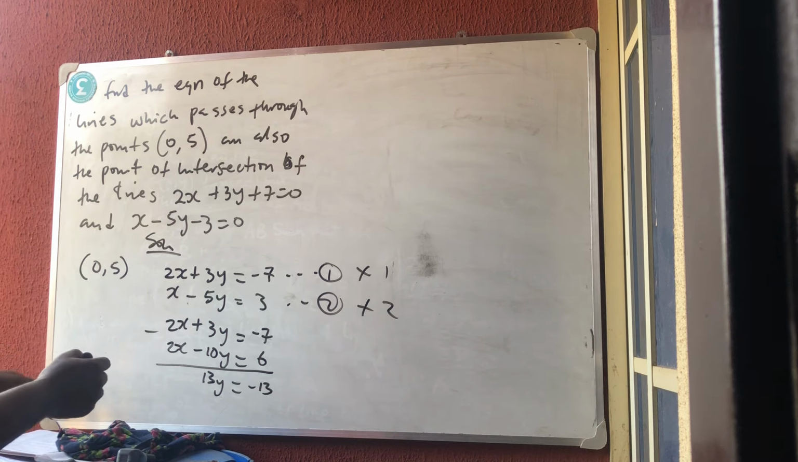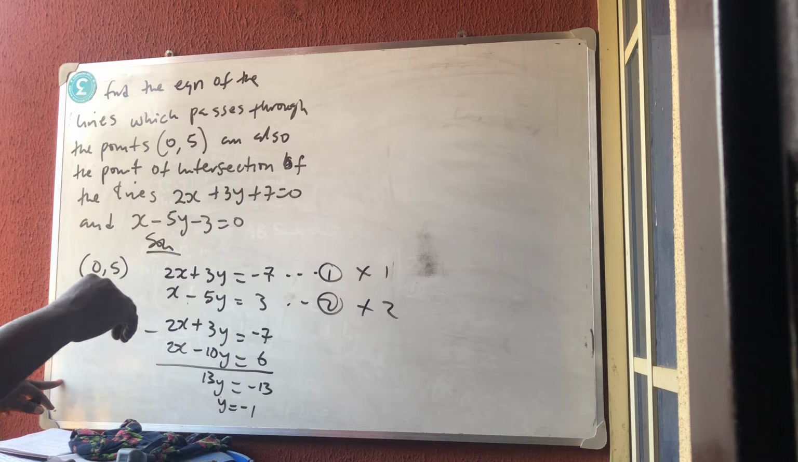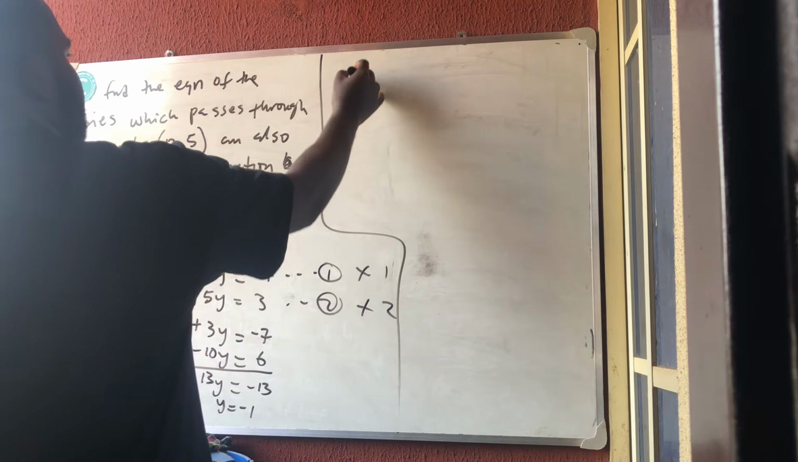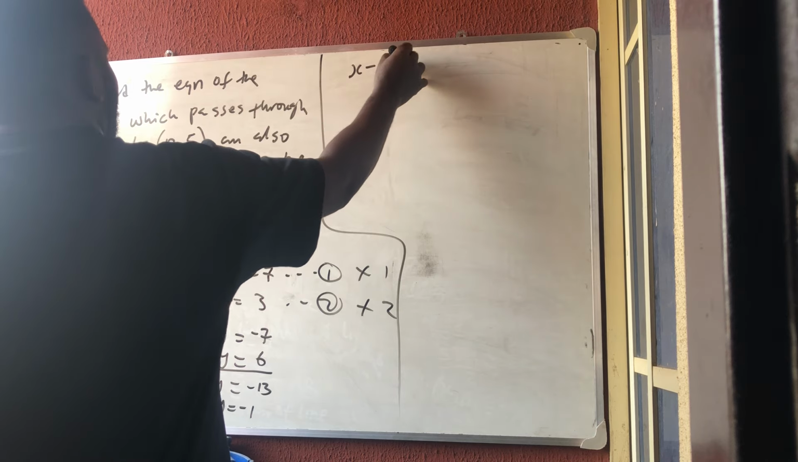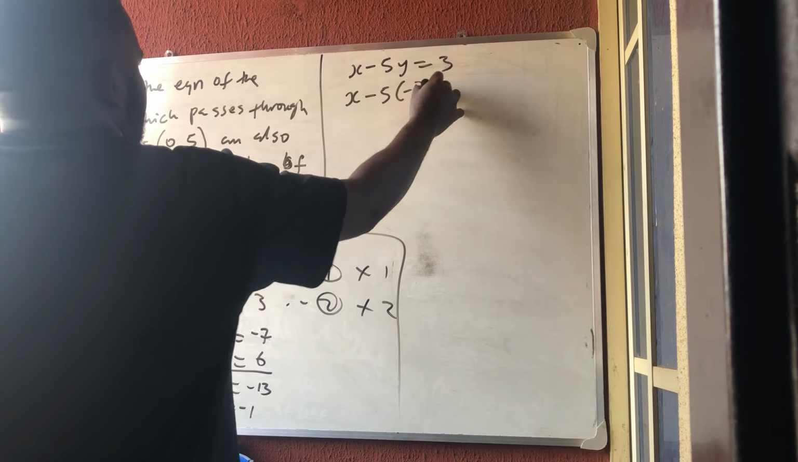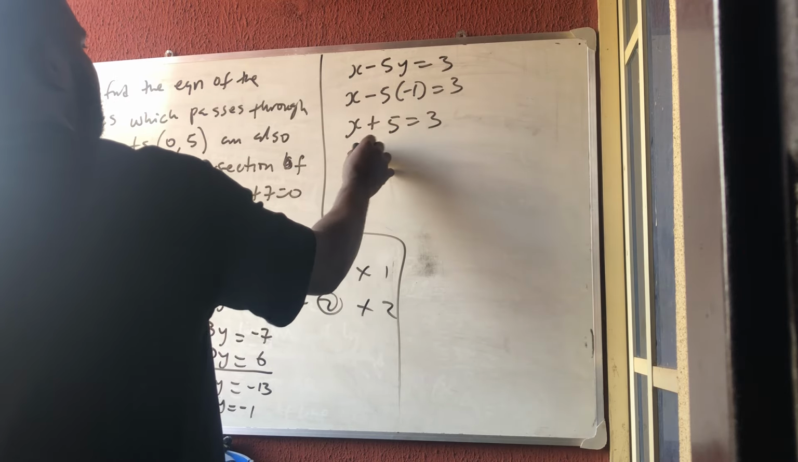So what do we have now? We now have that y is equal to minus 1 if I divide. So if my y is equal to minus 1, let me get x. I know that x minus 5y is equal to 3. So x minus 5 into minus 1 is equal to 3. So x plus 5 is equal to 3. So x is equal to what?